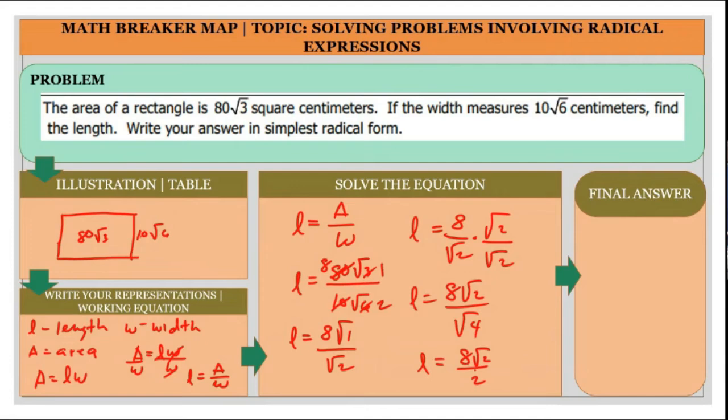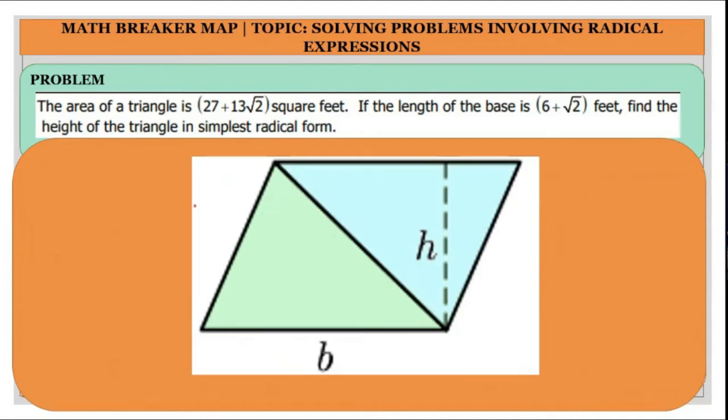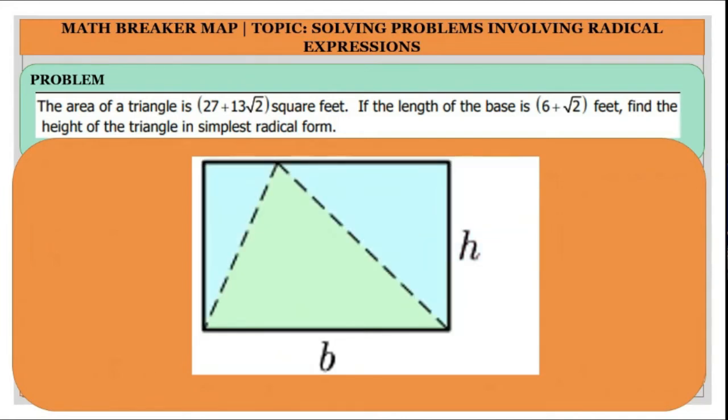Simplifying further, there is a common factor between 8 and 2. So that is 2. 8 divided by 2, you will lead to 4 square root of 2. Now, our final answer, the length will be equal to 4 square root of 2 centimeters. Let us have another one. The area of a triangle is 27 plus 13 square root of 2 square feet.